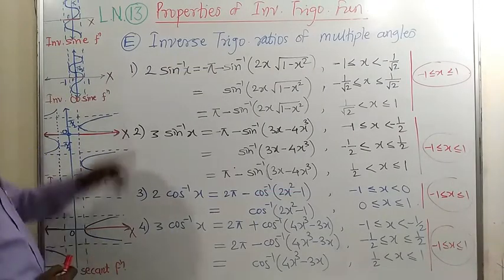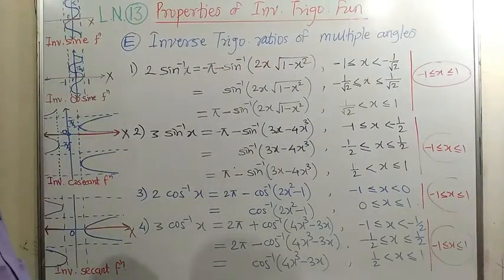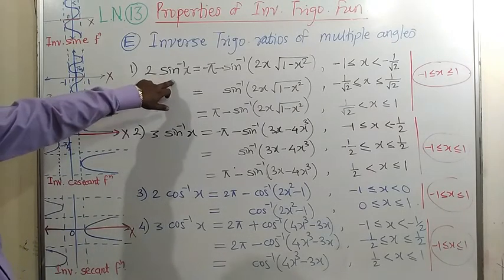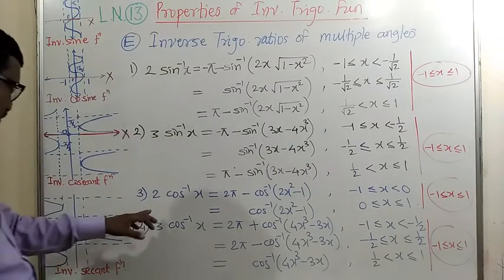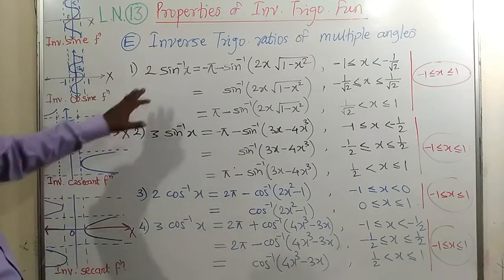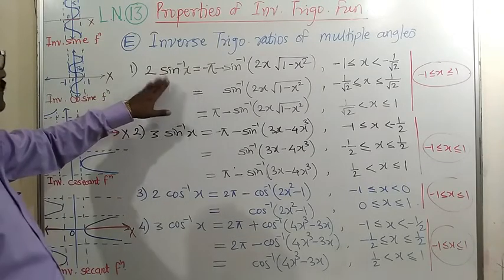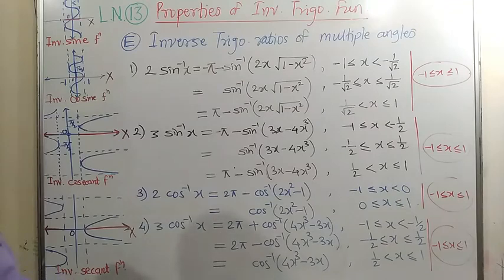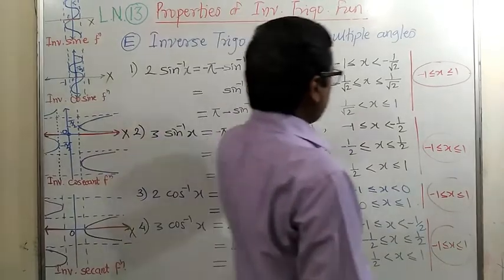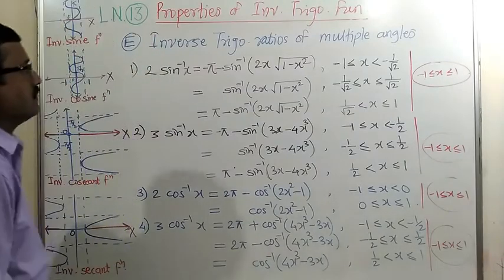Now let us see the fifth group of properties, inverse trigonometric ratios of multiple angles. Here in the first formula, double sine inverse function is taken, and in the second, triple sine inverse. In the third one, double cos inverse x and triple cos inverse x. Means a double inverse trigonometric function is given, and we have to convert it into a single inverse trigonometric function. Here you know that the domain for the sine inverse function is -1 to 1, closed interval.